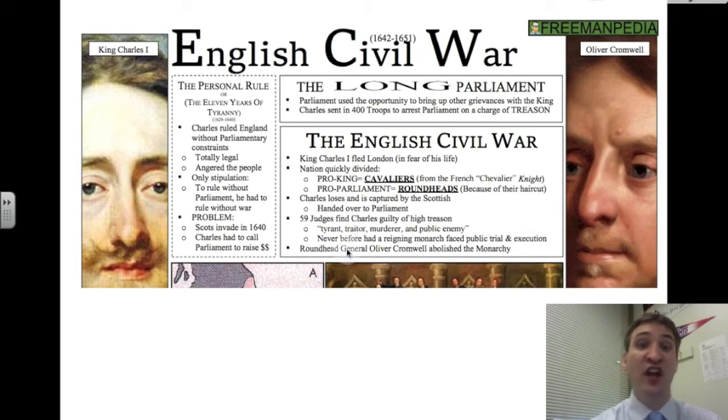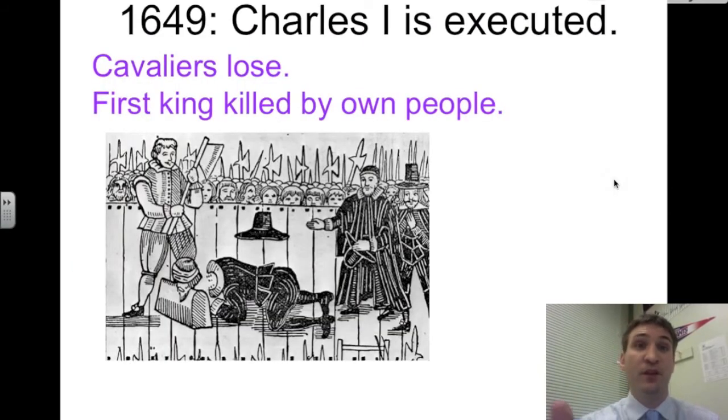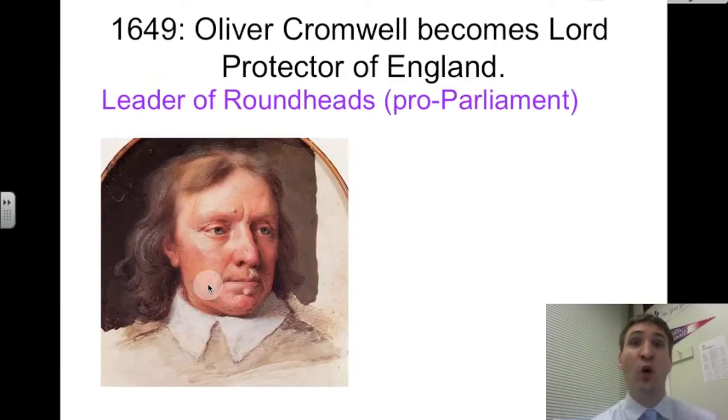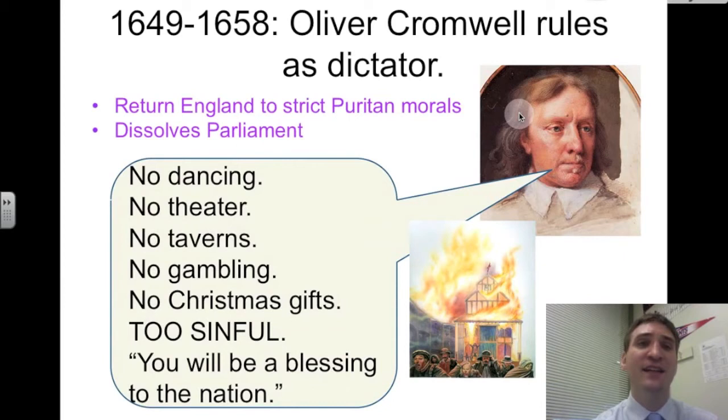And the Roundhead general, this man, Oliver Cromwell, abolishes the monarchy and he takes over England. So in 1649, Charles I is executed, and Oliver Cromwell then becomes the Lord Protector of England. He's not the king. He's the leader of the Roundheads, let's remember, which is pro-parliament. However, what he does in England is not very parliamentary. In fact, from 1649 to 1658, Cromwell rules a lot like a dictator.